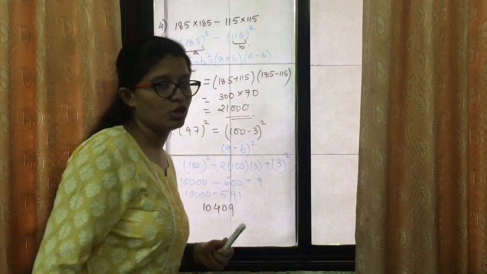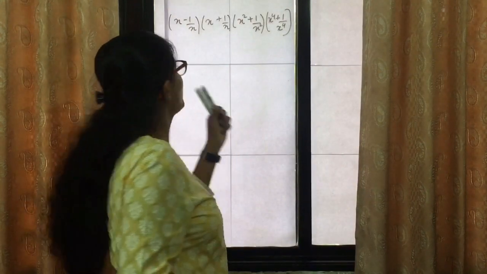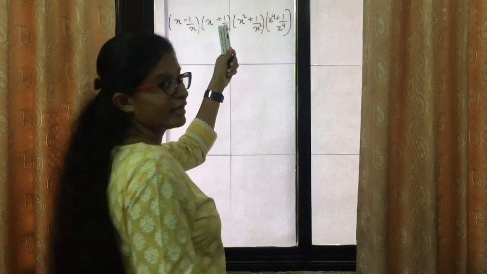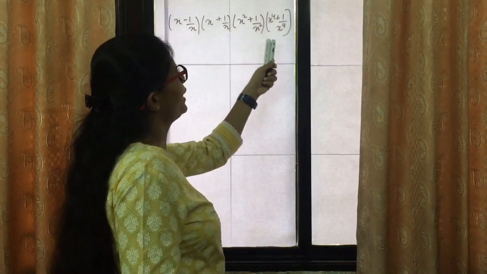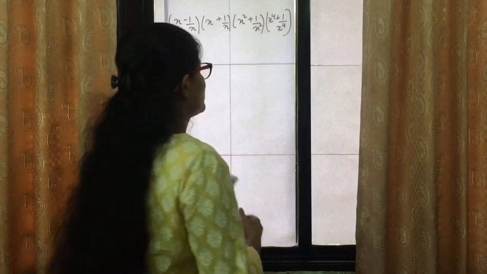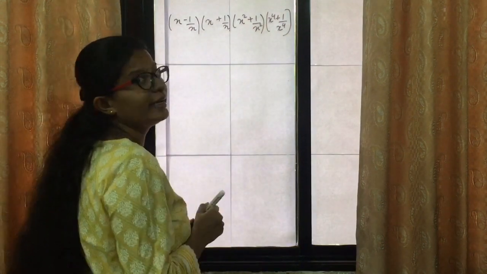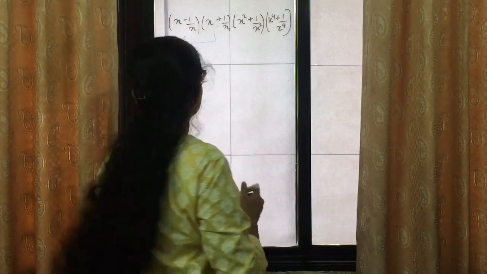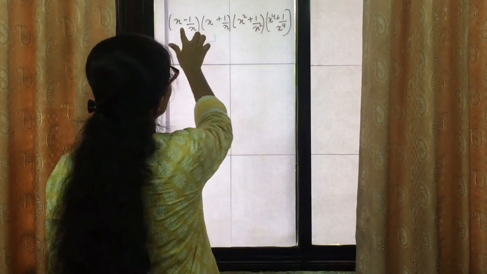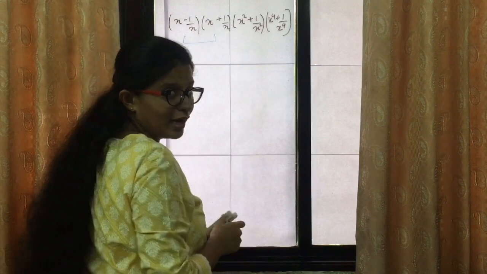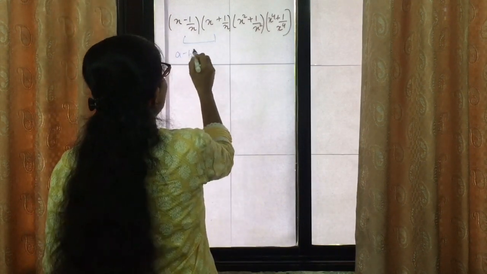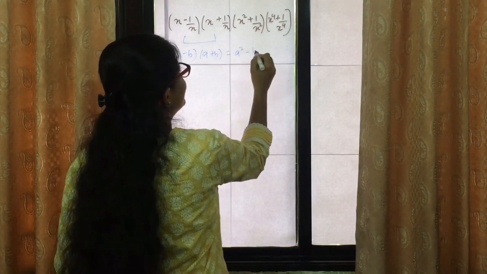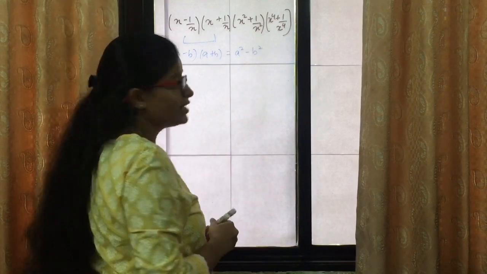Let's see some other few questions too. Now let us see such a type of question: (x minus 1 upon x) into (x plus 1 upon x) into (x squared plus 1 upon x squared) into (x raised to 4 plus 1 upon x squared). It seems to be a little complicated when we see the question, but it's very easy. Let's take the first two terms. Do you see that in these two terms the formula a minus b into a plus b is applied? a minus b into a plus b, which is nothing but a squared minus b squared.